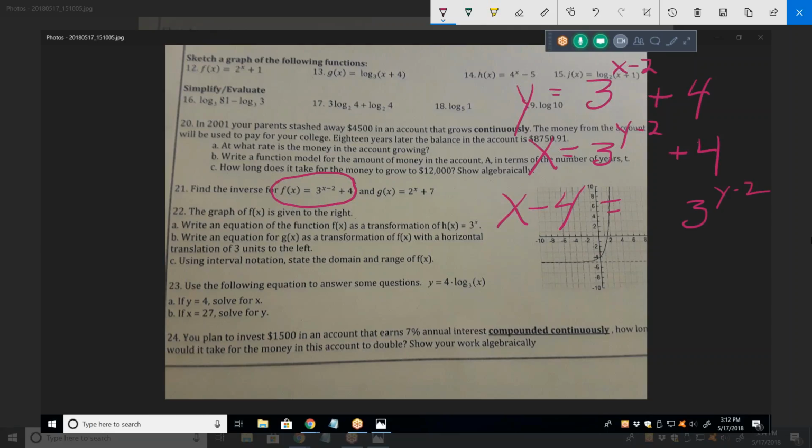natural log. I always use natural log, whether it's e or not. Okay, so I want to put parentheses around that. I'm going to take the natural log of that, and I'm going to take the natural log of that. Now, the right side becomes y minus 2 in front, that exponent comes down, times the natural log of 3. Okay, what's the next step?